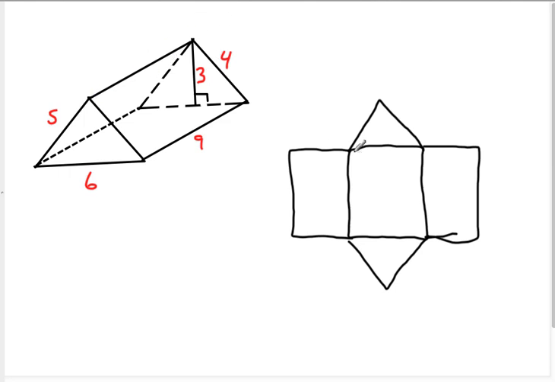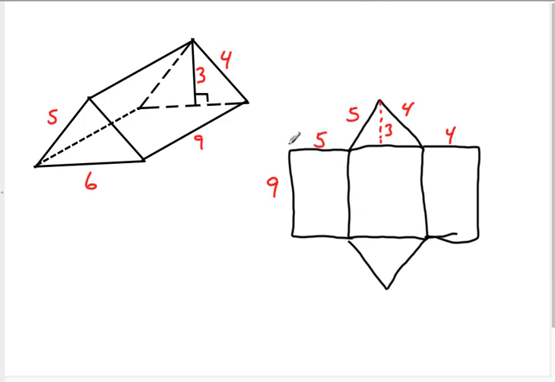So now let's label some of the dimensions. Looks like all these are 9, so this is 9, 9, 9, 9. And then it looks like the height of this triangle is 3, and then this is 4, which means that this is 4. Because remember, when it's folded along this line, this and that match up. And then it looks like this is 5, and so this is also 5.